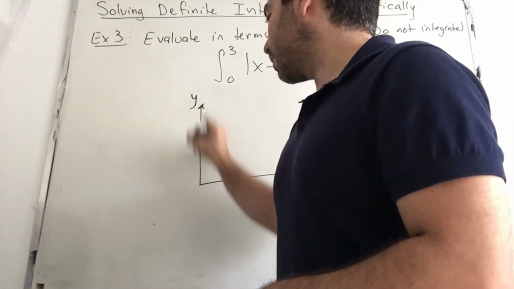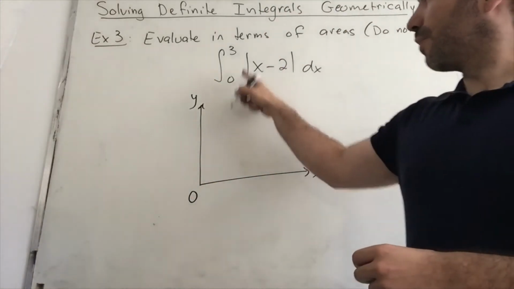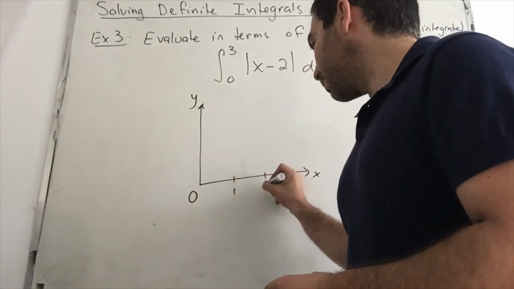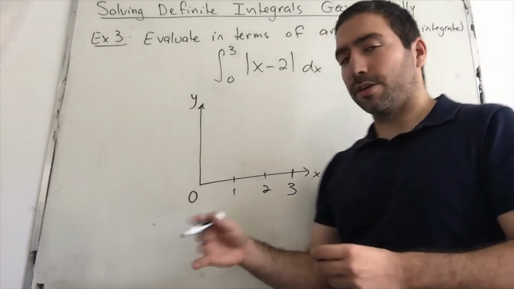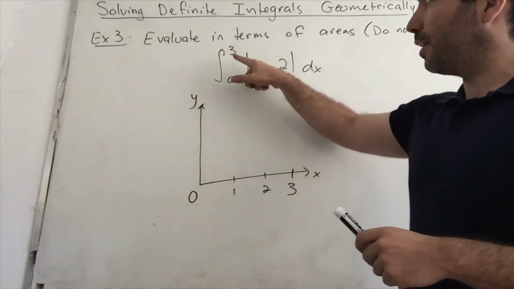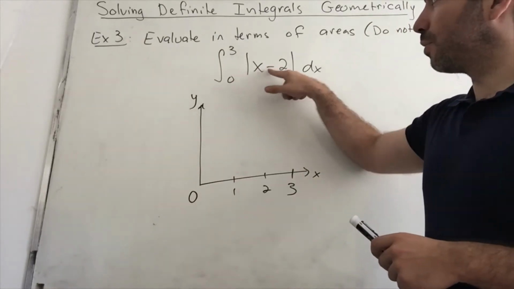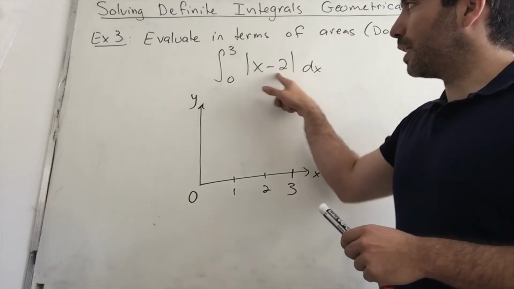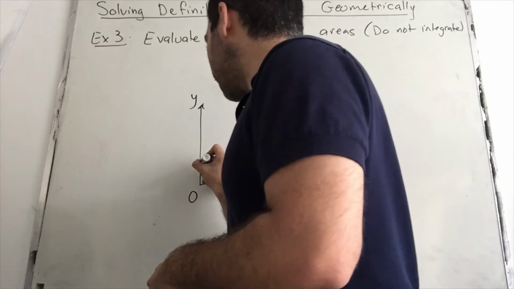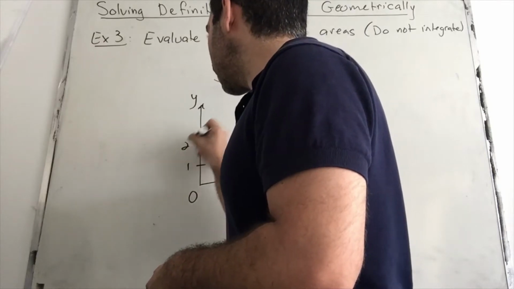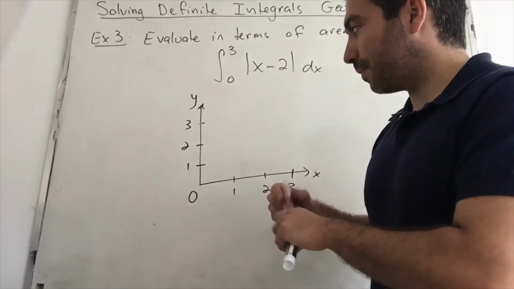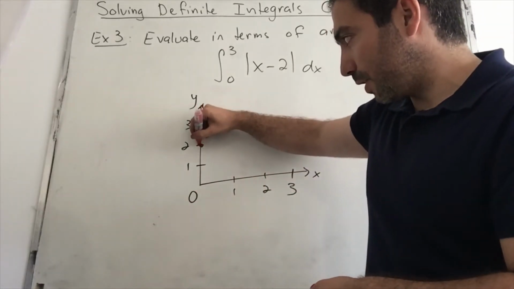X-axis, y-axis, this is 0. We're going from 0 to 3. Let's put 3 over here. That makes this 1. Let's put this to be 2. Again, this is not drawn to scale. It's just to have an approximate idea. And if we plug in 0 into this function, we get 0 minus 2, which is -2. But since it's an absolute value, it becomes +2. So this is a height of +2. 1, 2, 3. So when x was 0, y was 2. That gives me this point here.